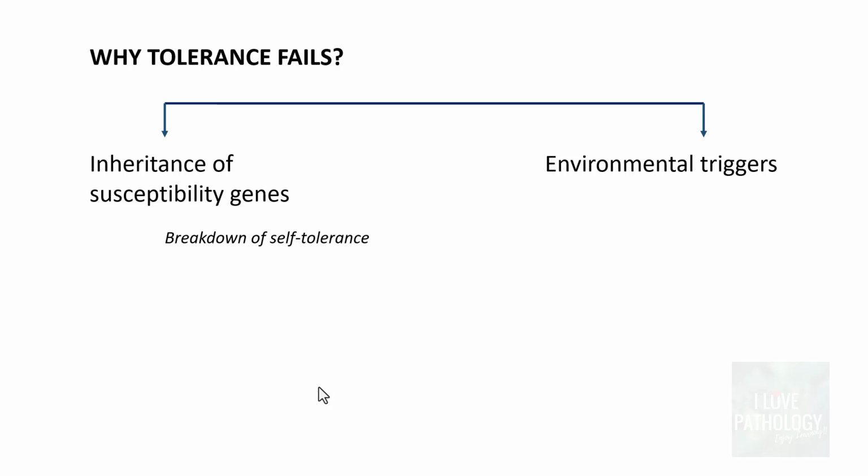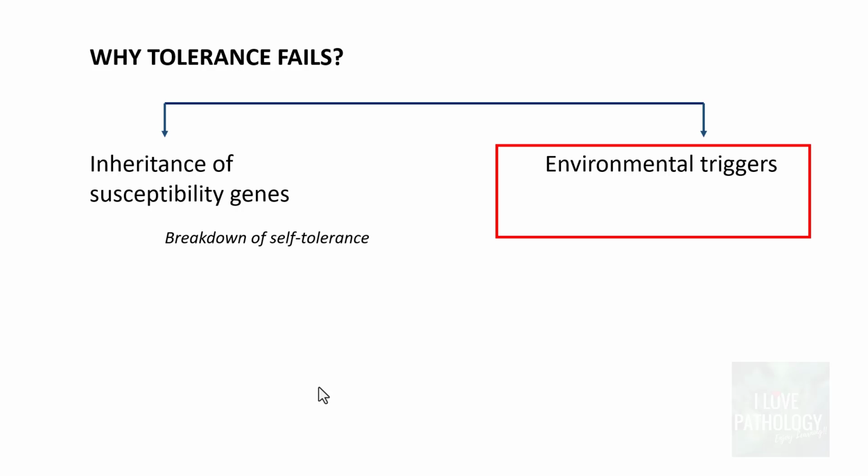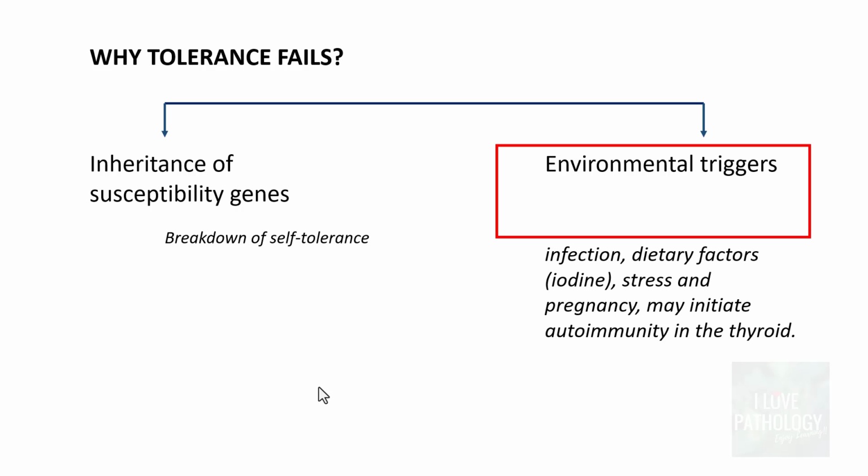The second important one is environmental triggers, right? Let's look into that. It could be infection, any infection for that matter, and it could be dietary factors, stress, and even pregnancy can initiate autoimmunity in the thyroid.